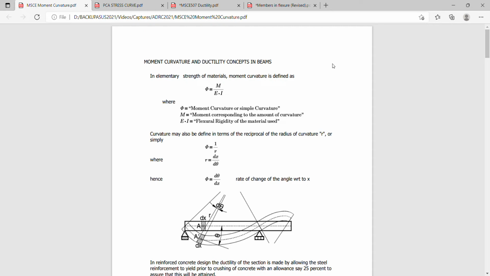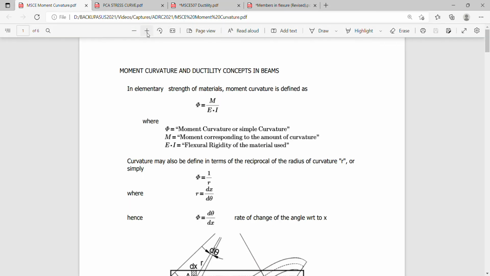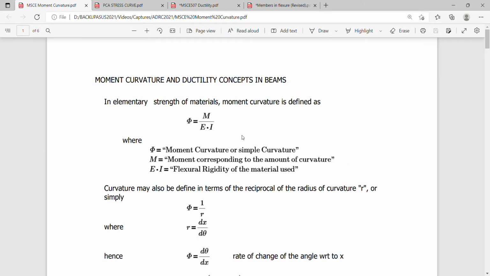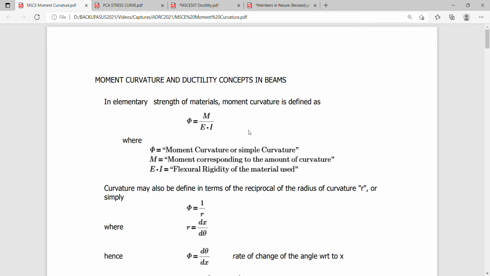So guys, let's go over to the discussion of moment curvature in continuation of the ductility concepts in beams. So the formula for curvature is given here in our lecture as phi equivalent to the ratio M over your flexural rigidity EI.